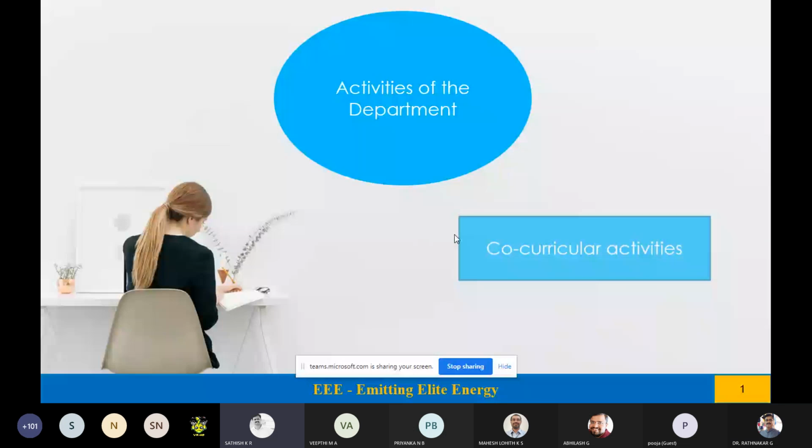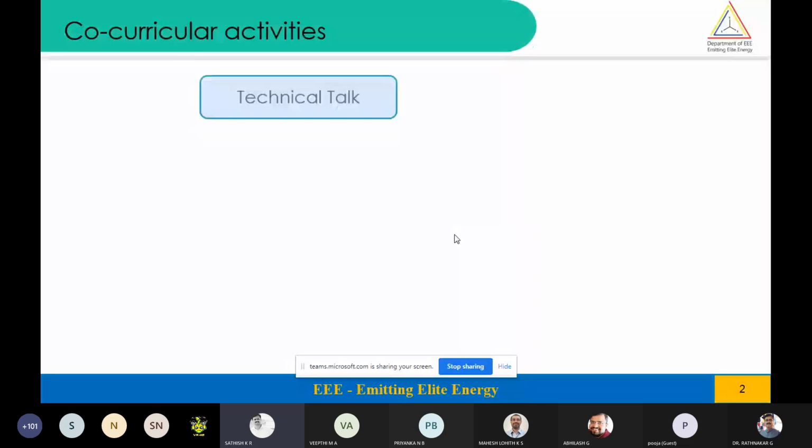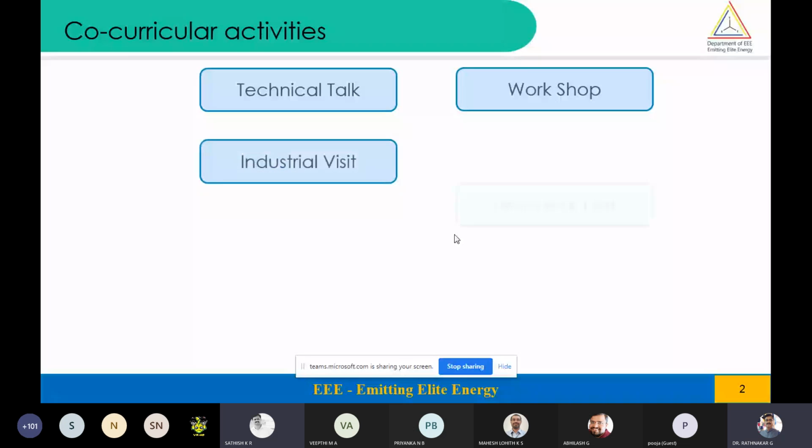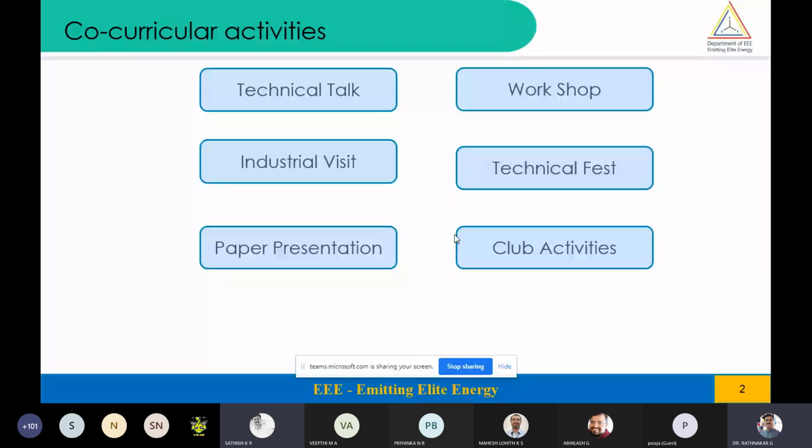In co-curricular activities, we are going with a number of events like technical talk, workshops, industrial visit, technical fest, paper presentation, and club activities. In each semester, we are going with 3 activities, that is technical talk, workshop, and industrial visit.